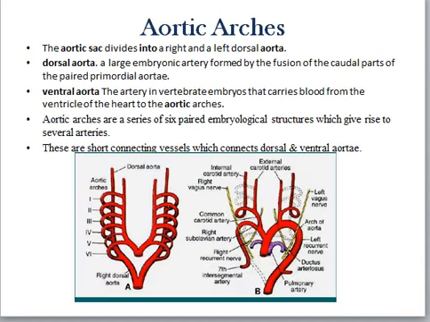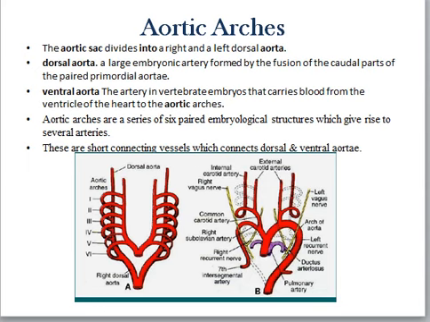Now coming on to the aortic arches. The aortic sac divides into right and left dorsal aorta. What is the dorsal aorta? It is a large embryonic artery formed by the fusion of the caudal part of the paired primordial aorta. The ventral aorta is the artery in the vertebrate embryo that carries blood from the ventricles of the heart to the aortic arches. What are the aortic arches?